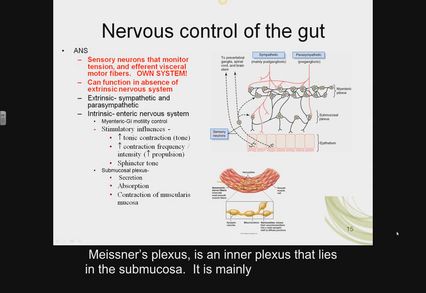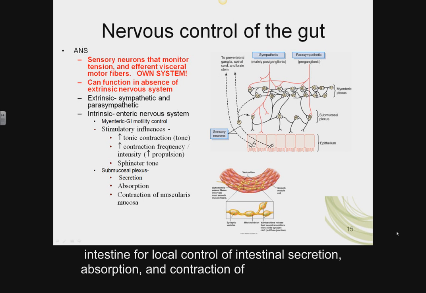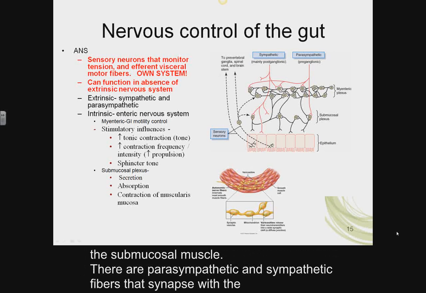The submucosal or Meissner's plexus is an inner plexus that lies in the submucosa. It is mainly concerned with controlling function in the inner wall of each minute segment of the intestine for local control of intestinal secretion, absorption, and contraction of the submucosal muscle, meaning the muscularis mucosae.